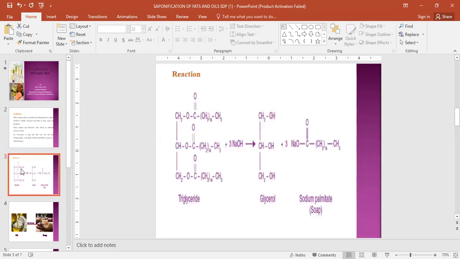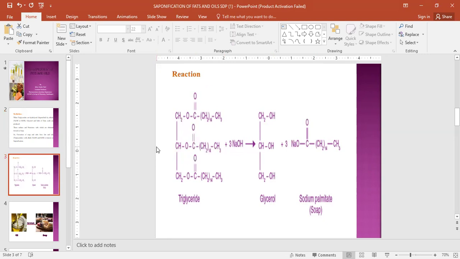So this is the reaction. This is the structure of the triglycerides. It is reacted with three molecules of NaOH, with the formation of glycerol and sodium palmitate. Sodium palmitate is nothing but the soap.